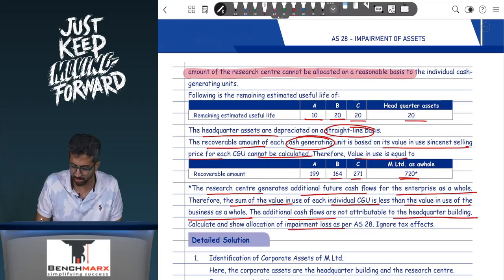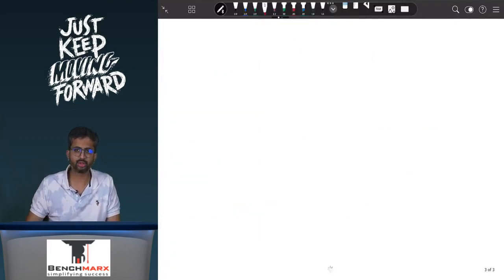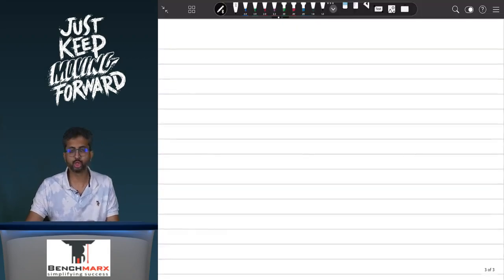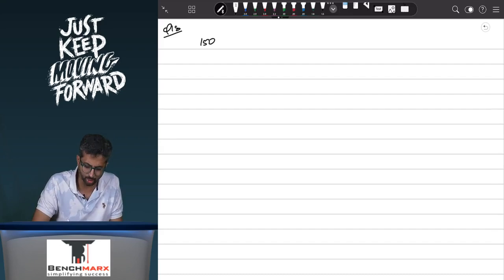Calculate and show the impairment loss as per AS 28. Ignore the tax effect. So when we do the workings over here, what do we get? If we go to question number 18, I will first try to allocate the corporate asset to each of the cash generating units. Your corporate asset comprises a headquarter building, that is 150. It has to be allocated to A, B and C. It is allocable. In what ratio will you allocate?